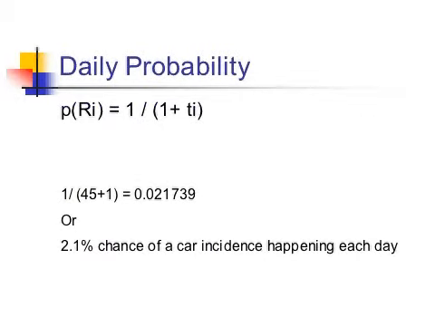Here is the formula for converting the average days between incidents to daily probability. To better understand this formula, I took the number 1 and divided it by the average days between incidences for each category plus 1. Therefore, for the car example on the previous slide, the average days between incidences was 45. I proceeded to divide 1 by 45 plus 1, or 46, and this resulted in 0.021739, or 2.1% chance of a car incident happening to me each day.